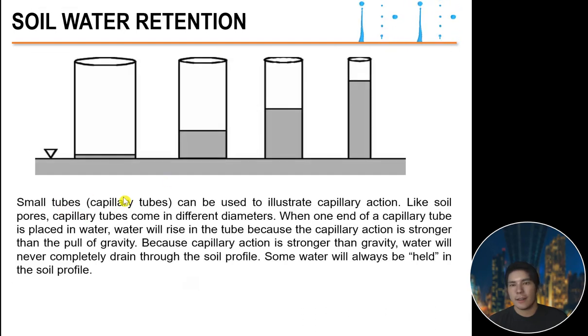Ayan, no? So small tubes or capillary tubes can be used to illustrate the capillary action, no? So like soil pores, capillary tubes come in different diameters. When one end of the capillary tube is placed in water, water rises in the tube because the capillary action is stronger than the pull of gravity. So because capillary action is stronger than gravity, water will never completely drain through the soil profile. So some water will always be held in the soil profile.